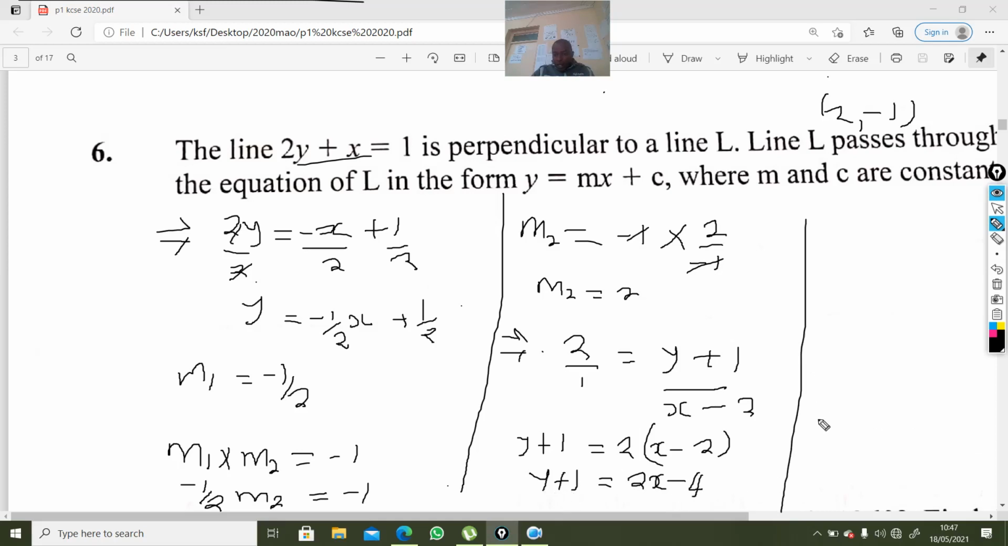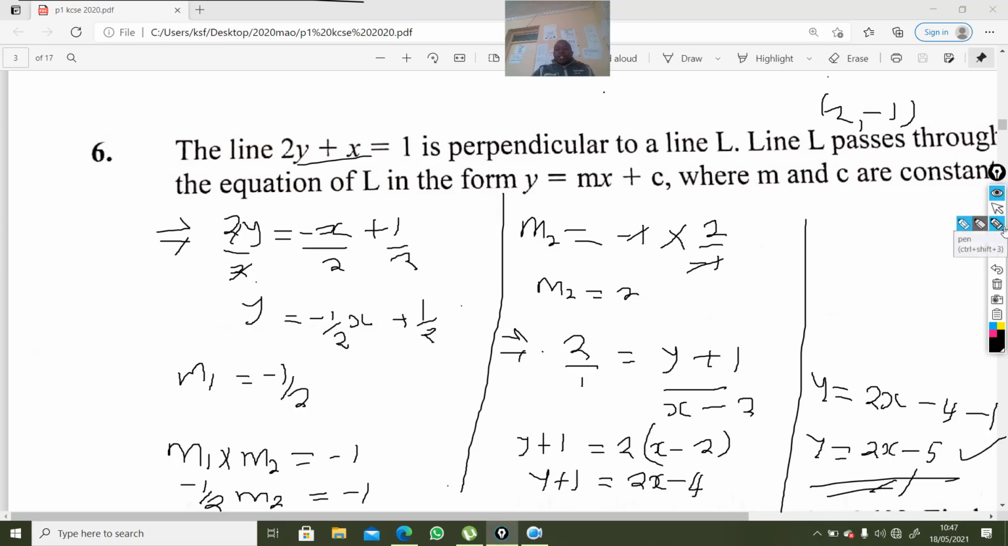We need y equals mx plus c. So we remain with y here: y equals 2x minus 4, then the 1 goes the other side and becomes minus 1. Minus 4 minus 1 is minus 5. So y equals 2x minus 5. That is the equation that was required. That is what you were supposed to do. Then you continue with the next question.